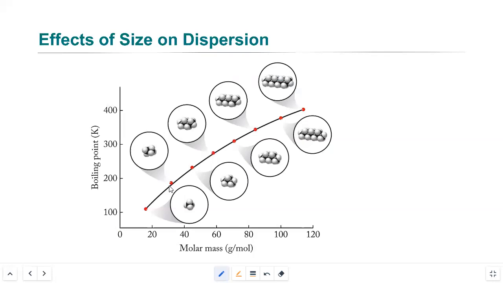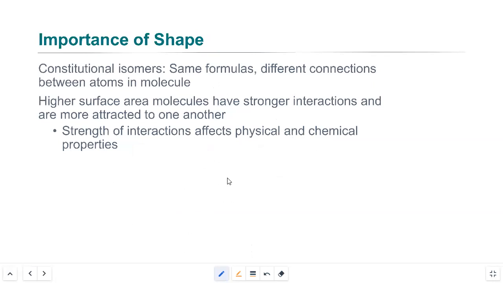So here's an example of an organic molecule, starting with 1 carbon here at the bottom, going up to 8 carbons here at the top. We can see that there is a general upward trend, not a linear trend, but a general upward trend in terms of boiling point. In terms of shape, again, higher surface area is going to create greater levels of attraction. Those greater levels of attraction are going to show up in the physical properties.